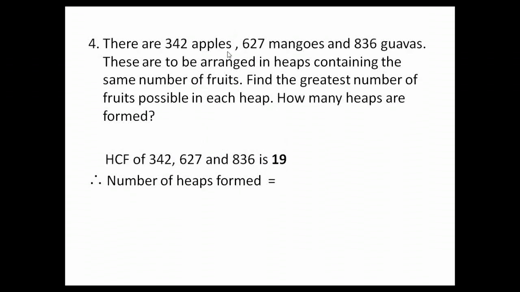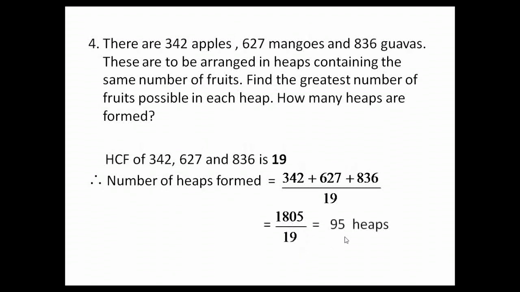So total fruits there are 342, 627 and 836. So we'll sum that up, we'll find the total of that, and we'll divide it by the fruits in each heap, that is 19. So we'll add it up and divide by 19. That will give us 1805 by 19. It will be equal to 95 heaps. So how many heaps are formed? So we can say there are 95 heaps formed in total.